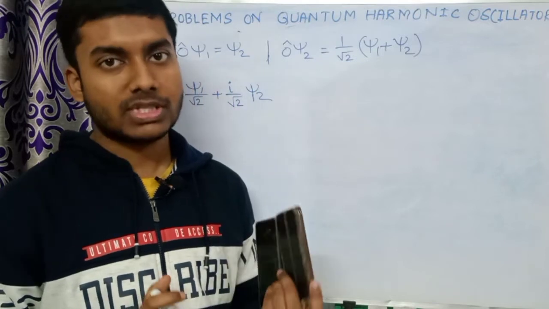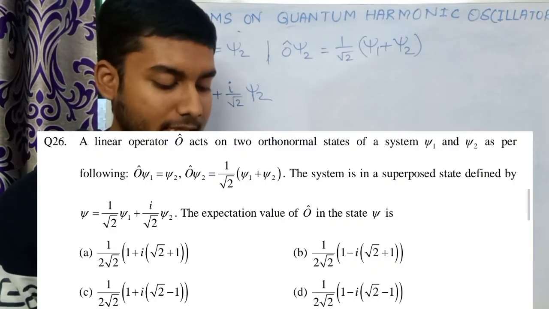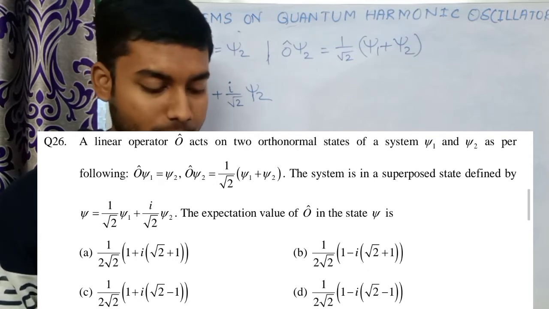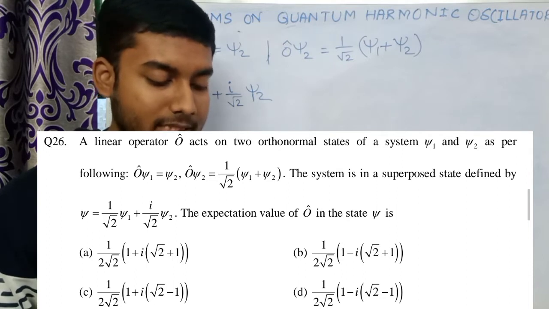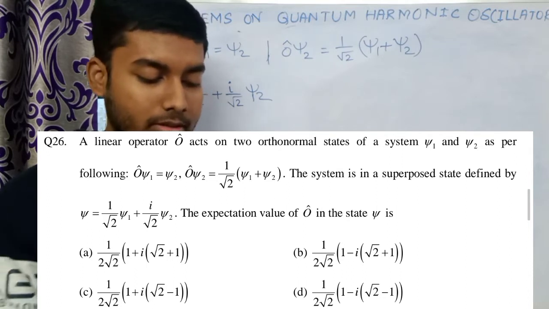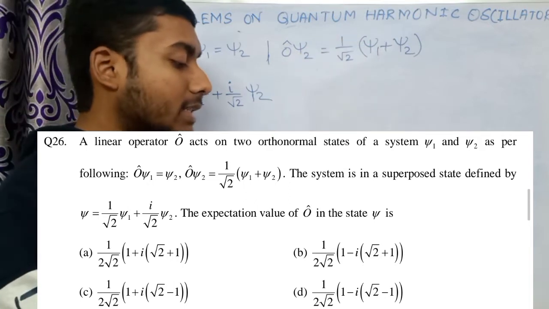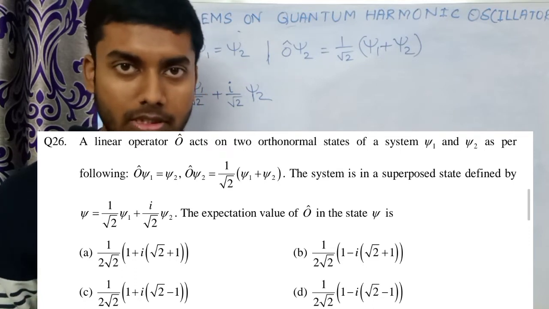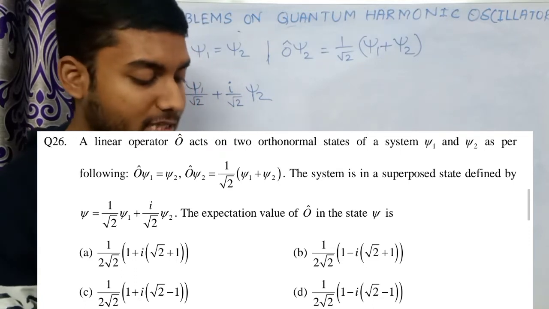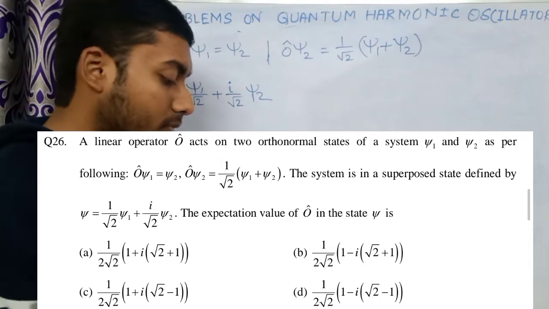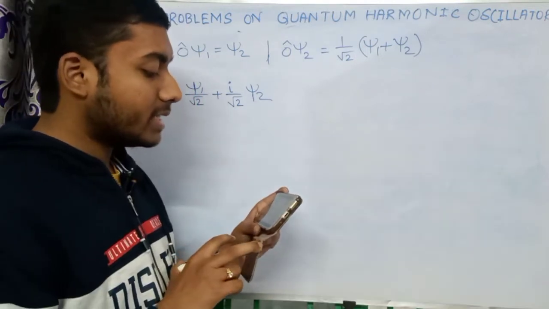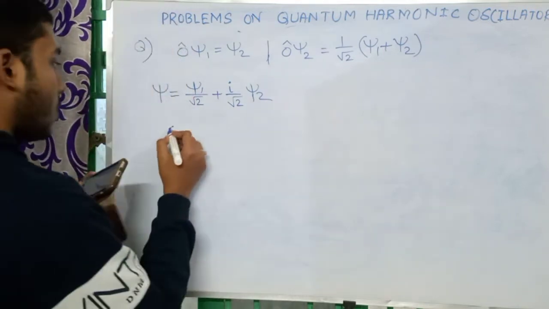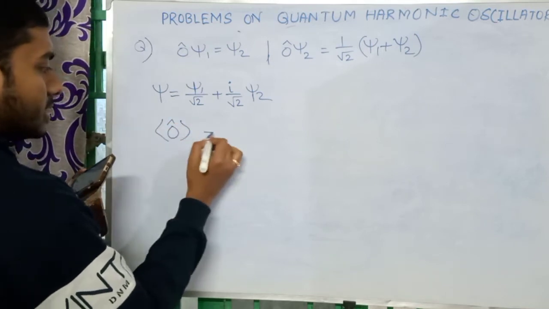Our second problem is based on state functions. In this problem it is said that a linear operator O cap acts on two orthonormal states of a system, psi 1 and psi 2, as per the following definition. The system is in a state defined by psi. The wave function is given. We have to find the expectation value of O cap in the state psi.